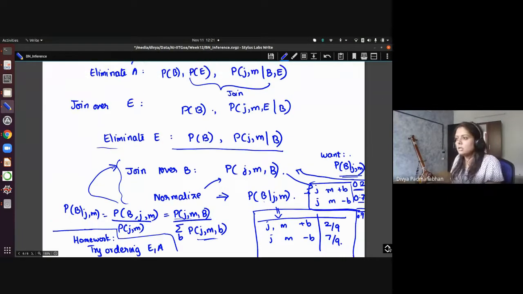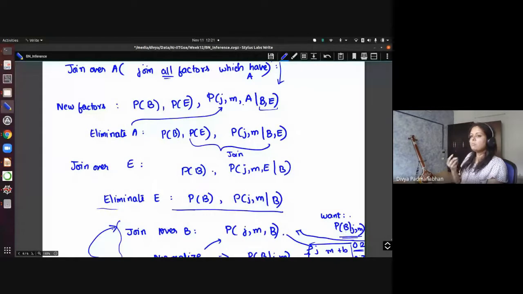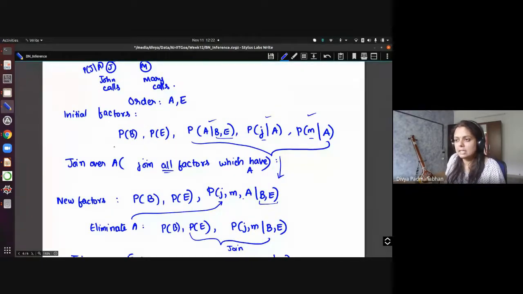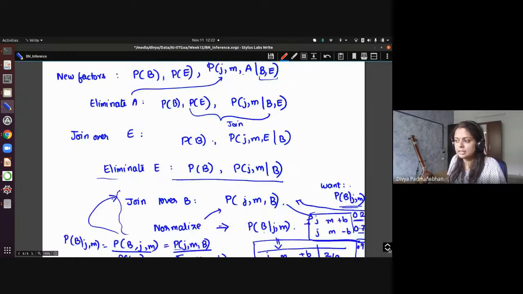Okay. So one more point I wanted to illustrate here is, just try to see the number of entries in the factors that you get. So let's take the initial factors. How many entries are there in each of these tables? Can somebody tell me? So the number of entries, or table size, is how much? Just tell me the number of probabilities in the table.